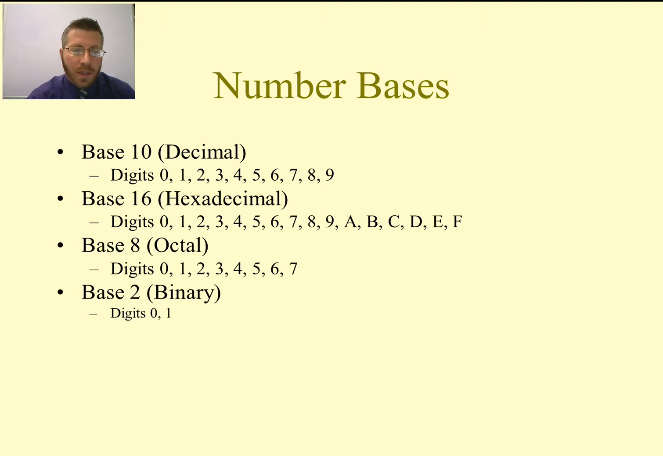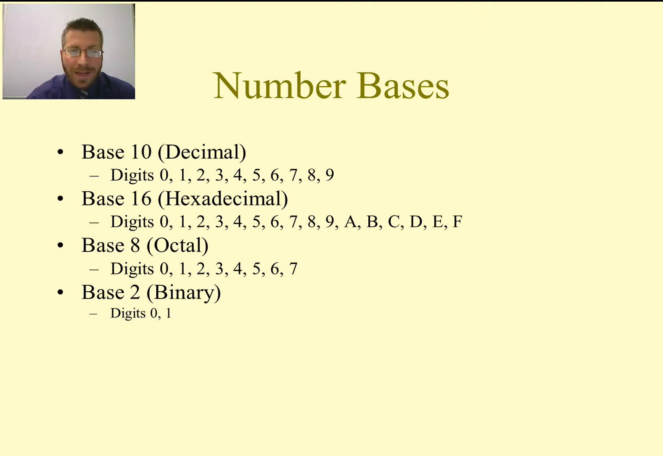The primary one is base 10. This is also known as decimal. This is how we all learned to count, although most of us probably learned to count from the number 1 rather than the number 0. In base 10 there are 10 different digits that we use, which are from 0 through 9.